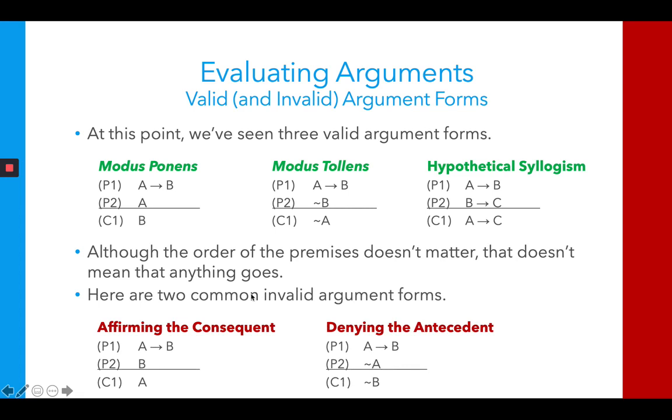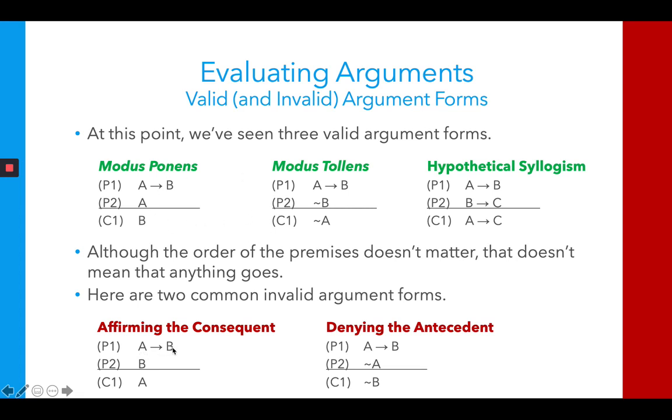So here are some common invalid forms: affirming the consequent and denying the antecedent. This is called affirming the consequent because we've got a conditional claim. Notice that all our arguments have a conditional claim.